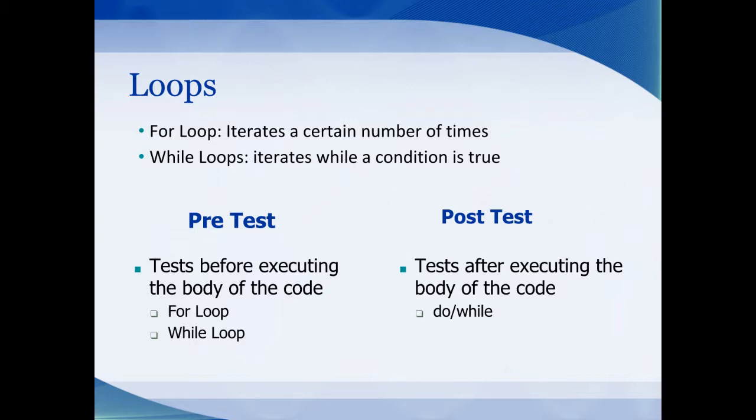A pre-test loop just means it tests the condition before determining the iteration. A post-test loop means it's going to iterate through the statements and then test at the bottom. So now a for loop, which we talked about, is an example of a pre-test loop. It tests the condition before executing the statements. A while loop can be either a pre-test or post-test loop.